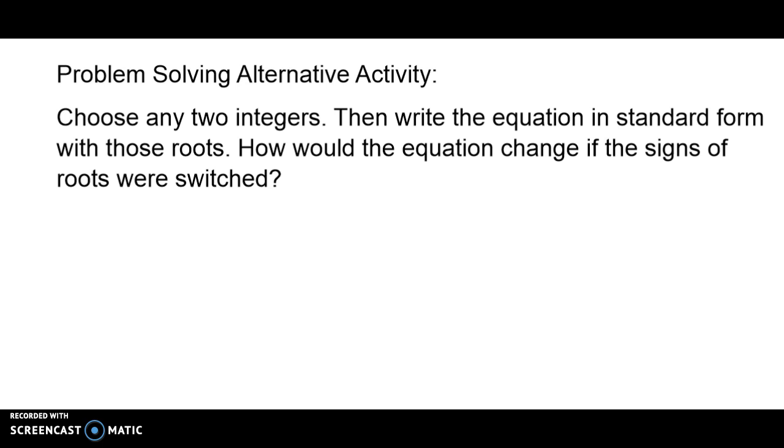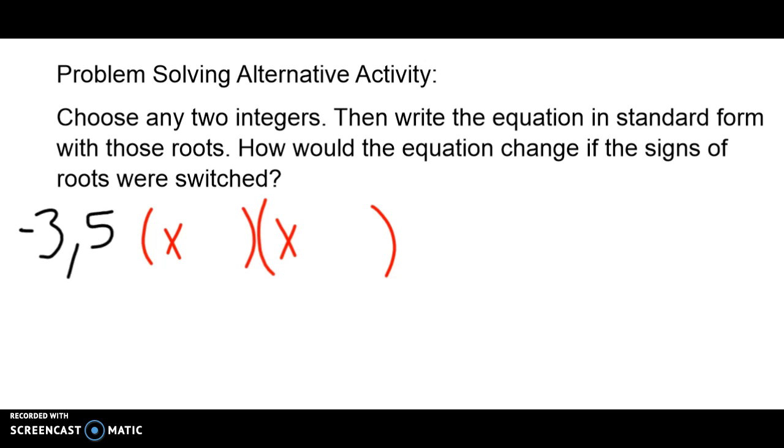And obviously they know if it's a root, it's a solution, it's going to have something to do with x, right? And so x something something. So if we let them pick their numbers, any two integers, obviously they have to know what an integer is, positive or negative whole number. If we let them pick, let's say, negative 3 and 5, right?